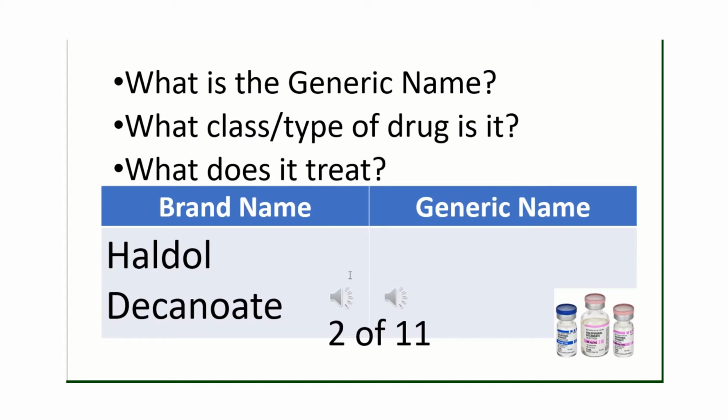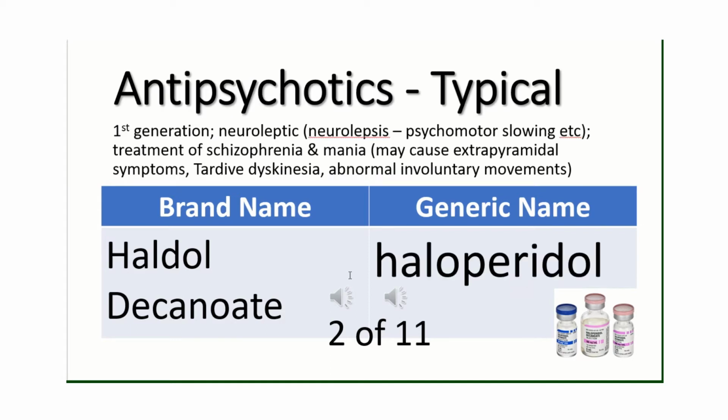What is the generic name for haldol-decanate? What type of drug is haldol-decanate? What does haldol-decanate treat? Haloperidol is the generic name for haldol-decanate. Haloperidol is a typical antipsychotic. It treats schizophrenia and mania.